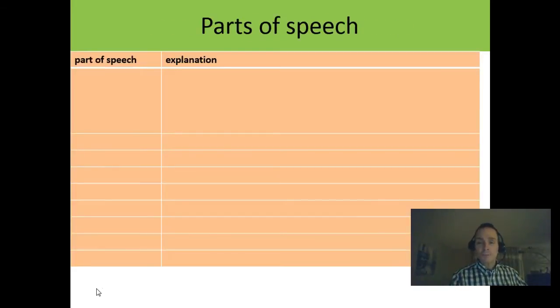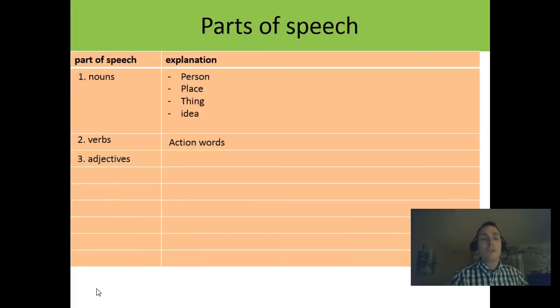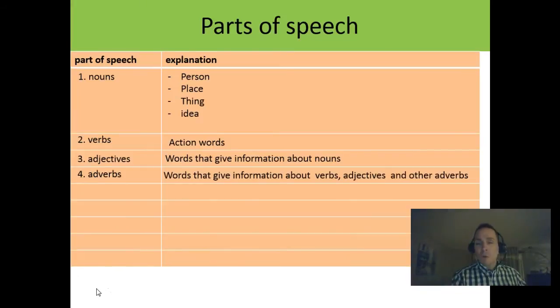Okay, so what are the parts of speech? Well, number 1, we've got nouns, which can be a person, a place, a thing, or an idea. Those are nouns. We also have verbs, and verbs are action words. That's number 2. Number 3, we have adjectives. And an adjective is a word that can give information about nouns. Number 4, adverbs. And these are words that give information about verbs, adjectives, and other adverbs.